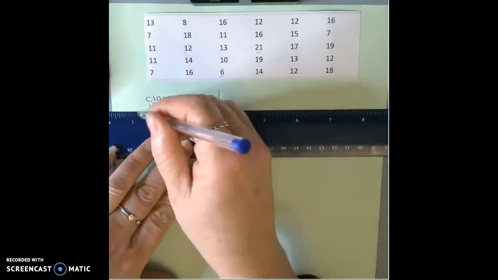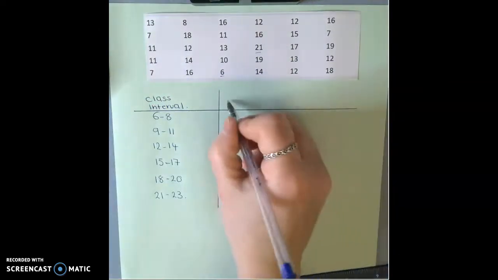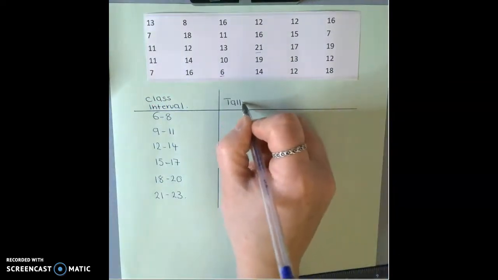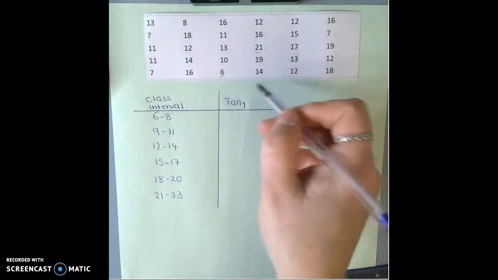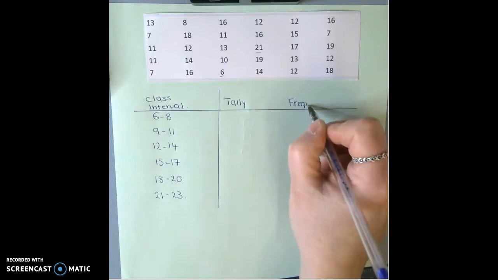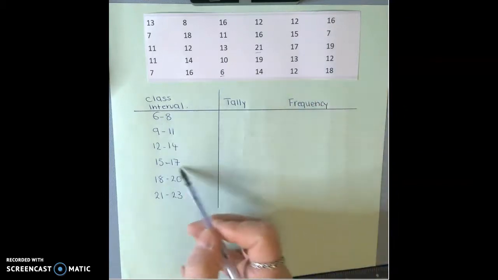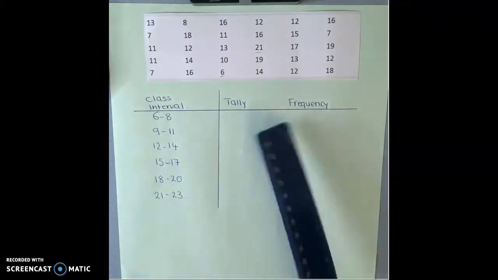If I start to construct my table, so the next column I want is a tally column, because I want to count all my pieces of data up. And then the next column is the frequency. I want to know the total number of numbers that are in these groups.